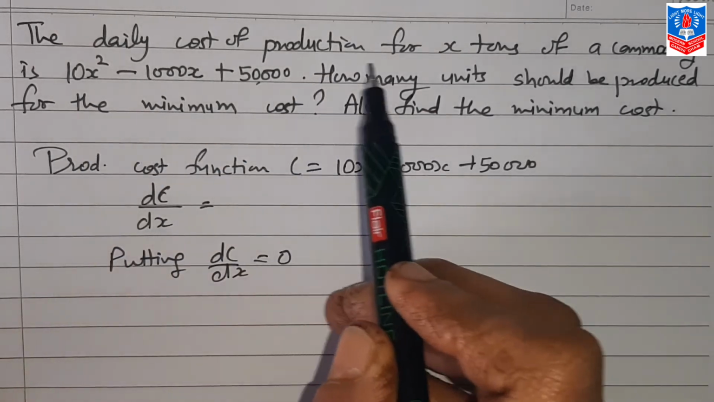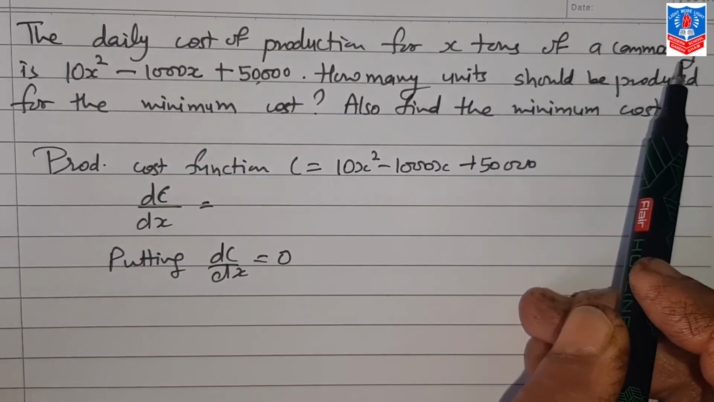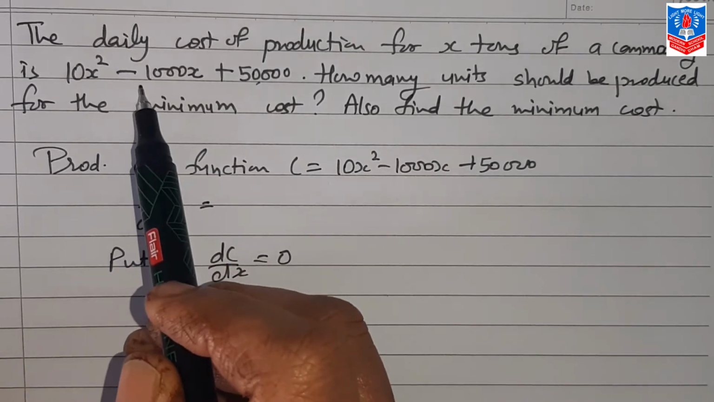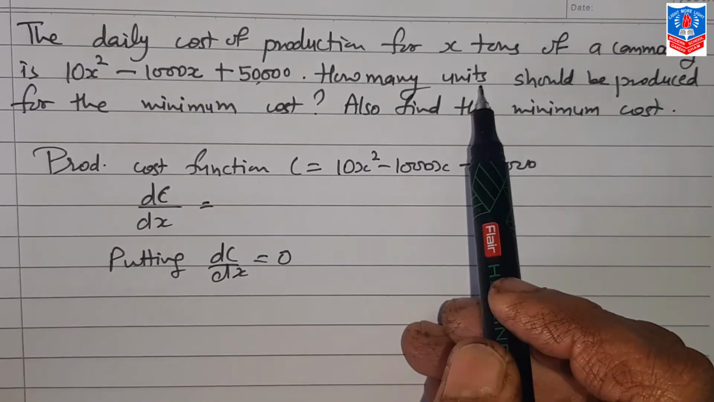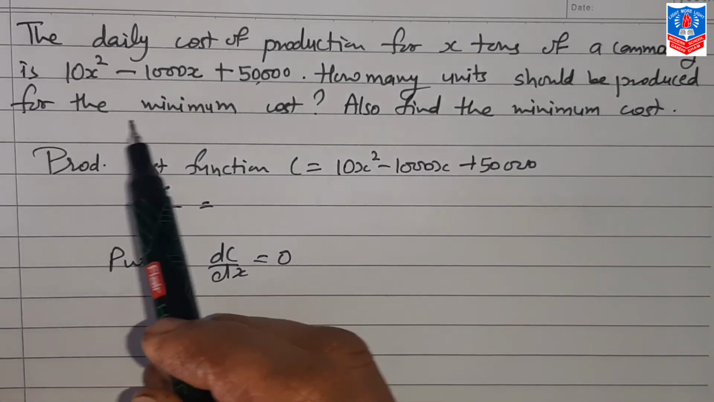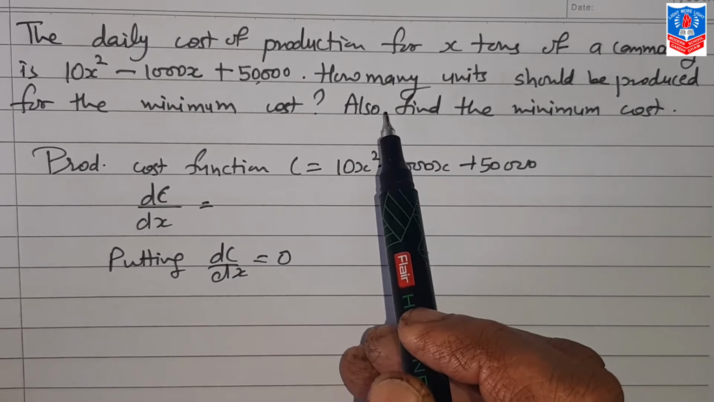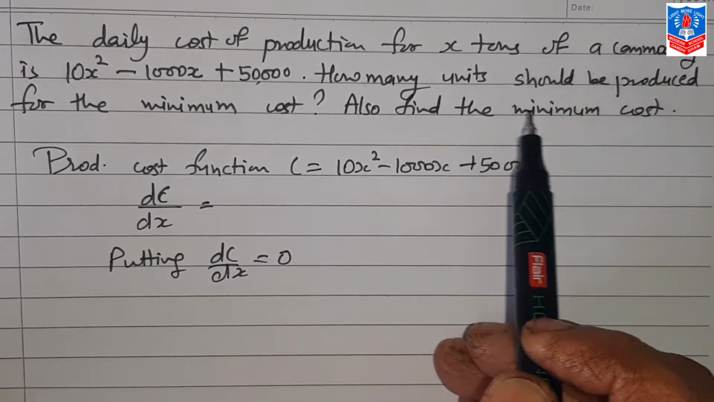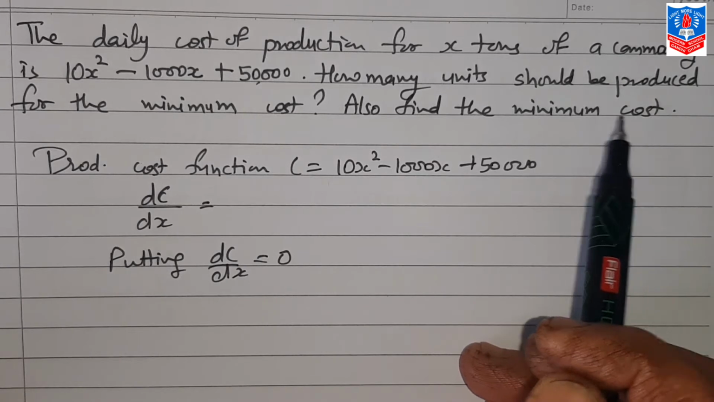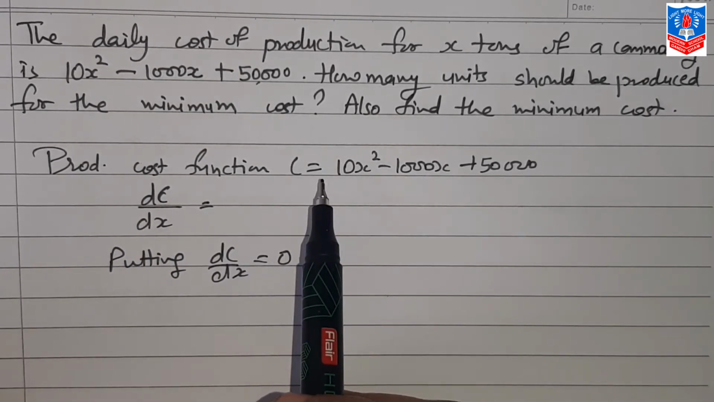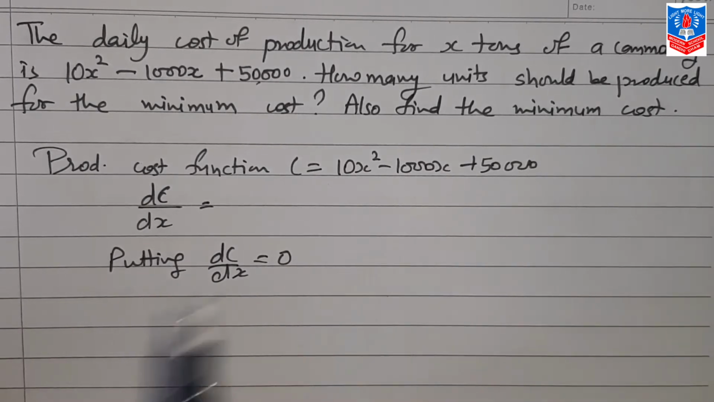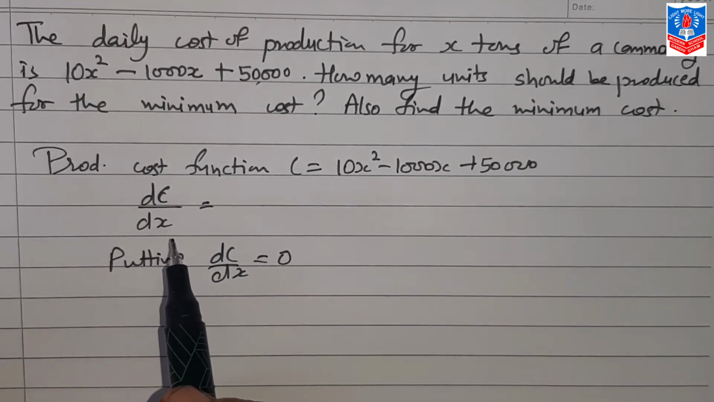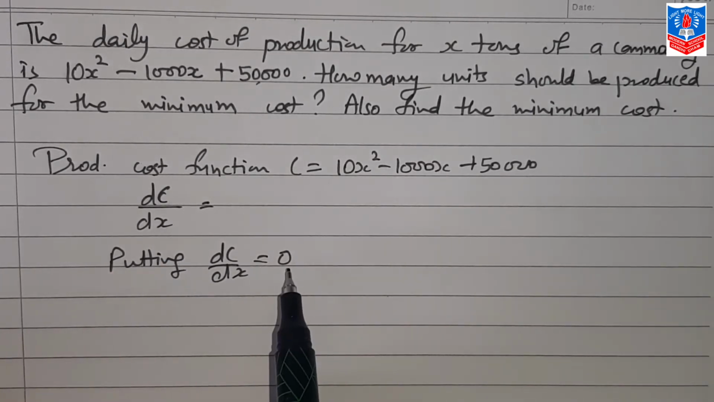The question is: the daily cost of production for x tons of a commodity is 10x² minus 1000x plus 50,000. How many units should be produced for the minimum cost? And second question in this, also find this minimum cost. Now here, the production cost function C is given as 10x² minus 1000x plus 50,000. So our first condition: find dC/dx, because we are supposed to make it equal to 0.